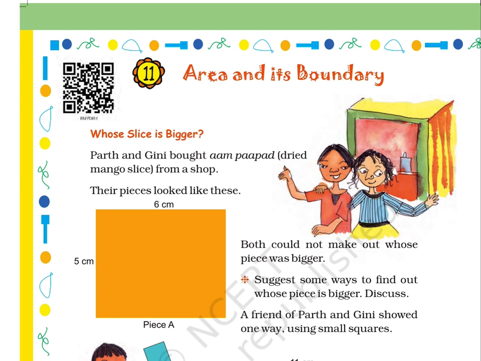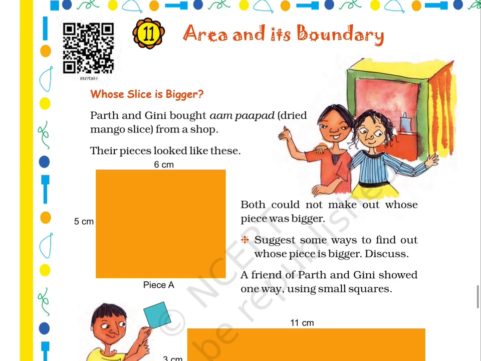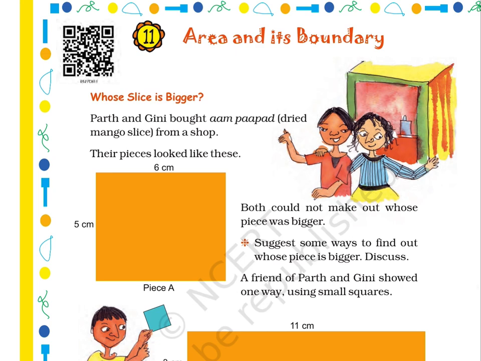Parth and Ginny bought aam papar, that is, dried mango slice, from a shop. Their pieces looked like these. Piece A, 6 centimeters by 5 centimeters. Piece B, 11 centimeters by 3 centimeters. Both could not make out whose piece was bigger.